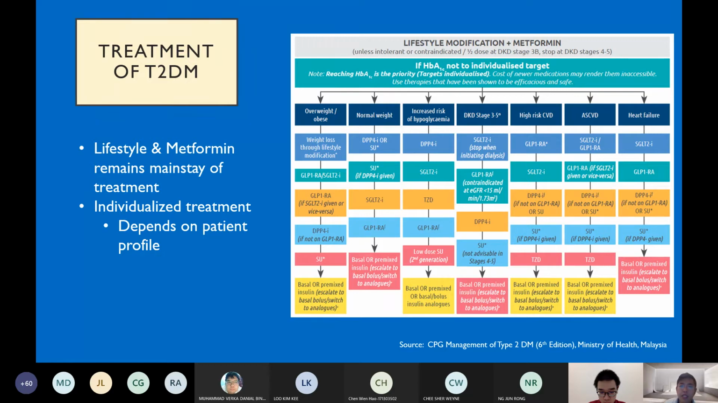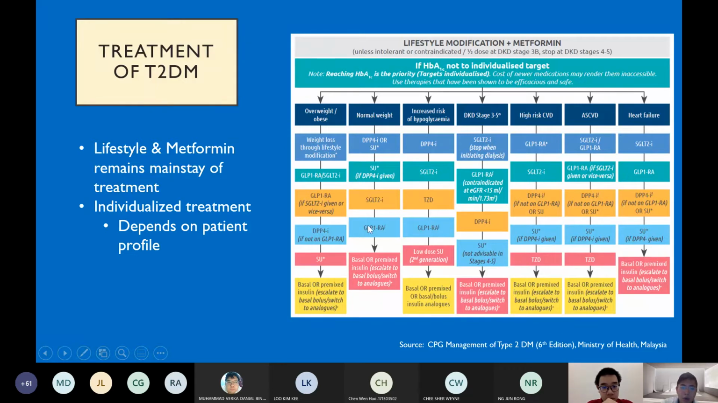And moving beyond that, if your HbA1c is not at target, like I mentioned just now, your targets should be individualized according to patient profile and risk factors, and then you need to consider their patient profile. So we have people depending on whether they are overweight or obese, or they have normal weight, or they have increased risk of hypoglycemia, especially amongst the elderly or patients with chronic kidney disease, patients with very bad diabetic kidney disease, high risk cardiovascular disease, atherosclerotic cardiovascular disease, and heart failure. So how did all of these regimes come about? All these were derived from multiple cardiovascular outcome trials amongst different patient profiles, as well as how these drugs work itself.